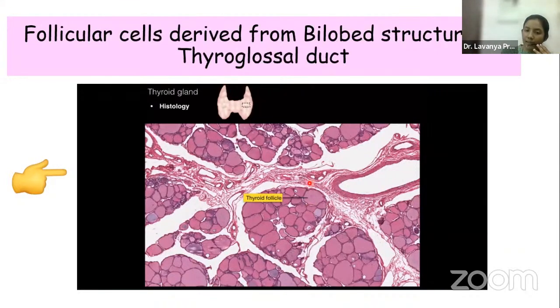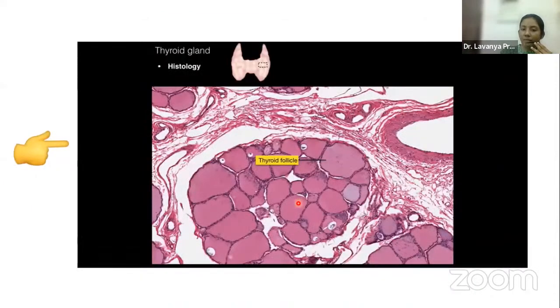Now, what is this lining epithelium? You can see the accumulation of the colloid and the lining epithelium surrounding it. Generally, we call it simple cuboidal epithelium. In different stages, for example, when the entire follicle is filled with colloid, the cells are in an inactive stage and they are almost flat. At this time, we call this lining epithelium simple squamous epithelium. They appear like flattened cells.